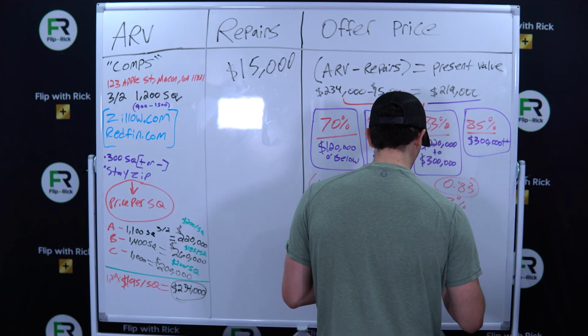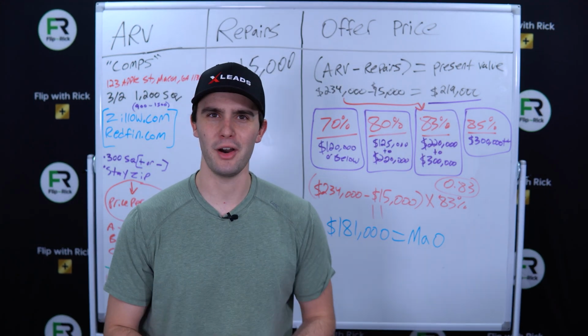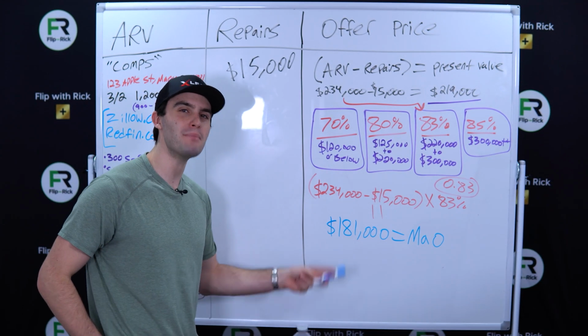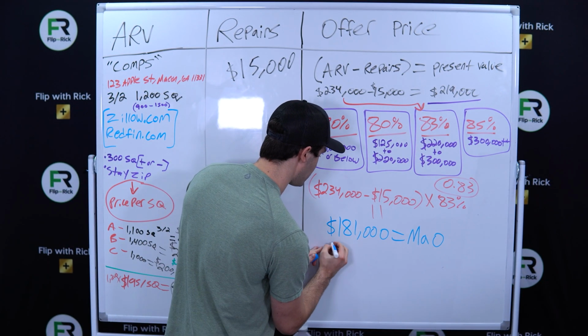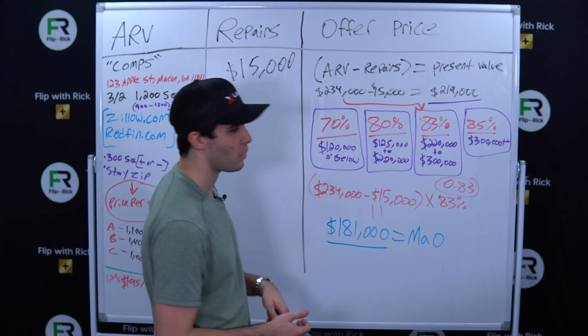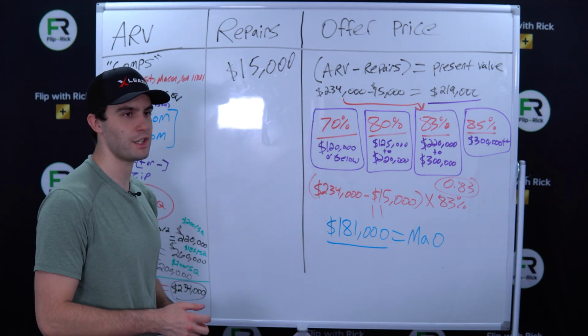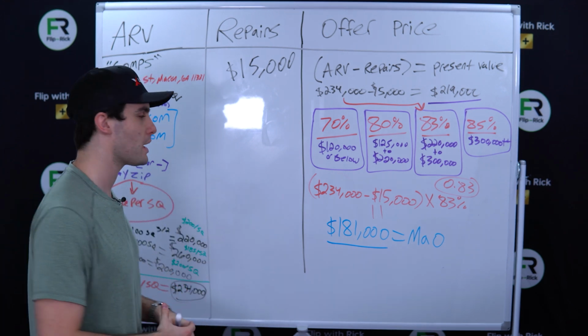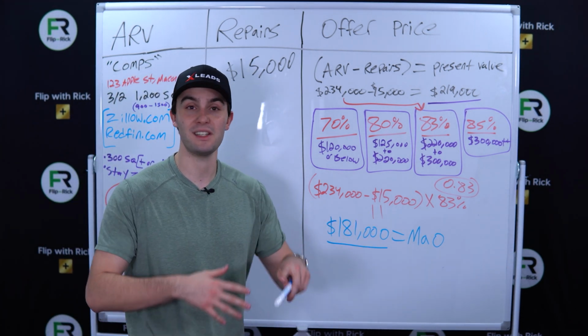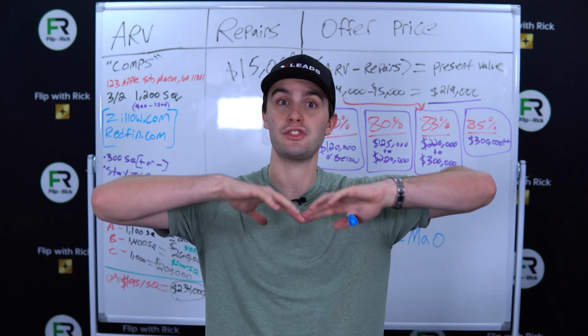And you might be like, whoa, Zach, what's MAO and what are you talking about? MAO, or max allowable offer, is the most that a buyer is willing to buy this deal for. They buy it for 181, they put the 15 grand in, so they're in it for 196, they put it on the market for 234, and they make some slight profits here. Now, this is a guy making 20, 25 grand on the flip, nothing too insane, nothing too crazy.